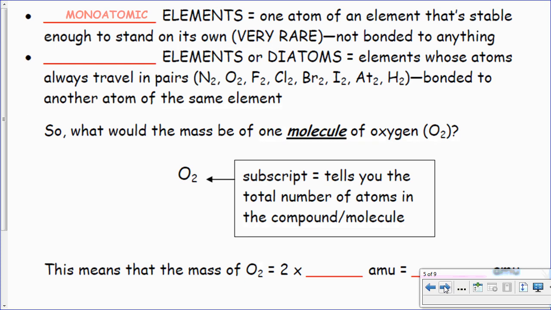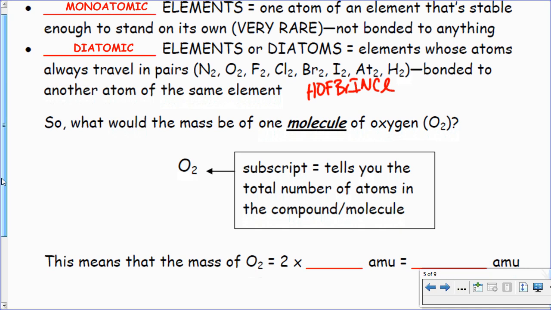Monoatomic are elements where you've got one element that's stable enough to stand on its own. These are very rare types of situations. Things like gold and silver might be monoatomic, but other things like sodium and chlorine are not. We call them diatomic. Diatomic elements, or diatoms, are those atoms that always travel in pairs. We also called this Hofbrinkel. That's another way to remember them. There's only 7 of them, so it's the diatomic 7 plus the 7H club. Many ways to remember those diatomic elements, but that is not the entire point of the slide.